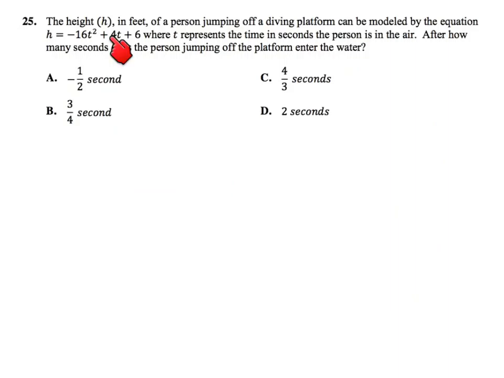Okay, the height h in feet of a person jumping off a diving platform. Man, we like those divers, don't we? Can be modeled by the equation h equals negative 16t squared plus 4t plus 6, where t represents the time in seconds the person is in the air.